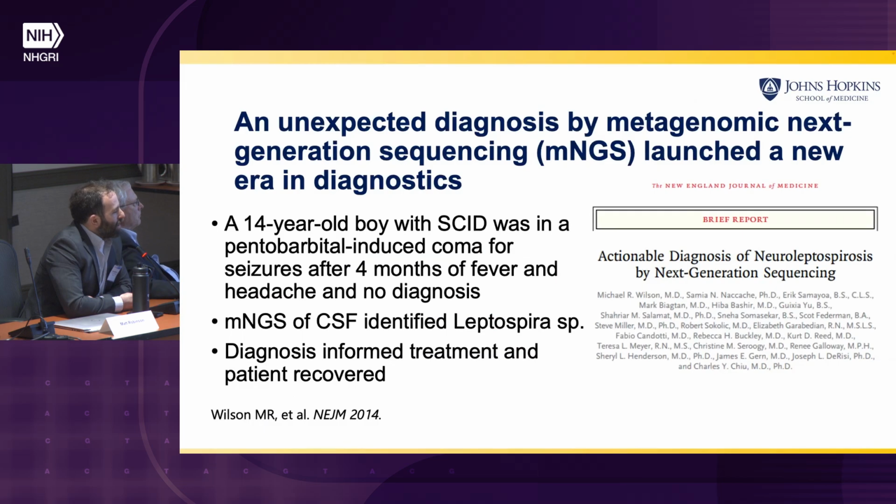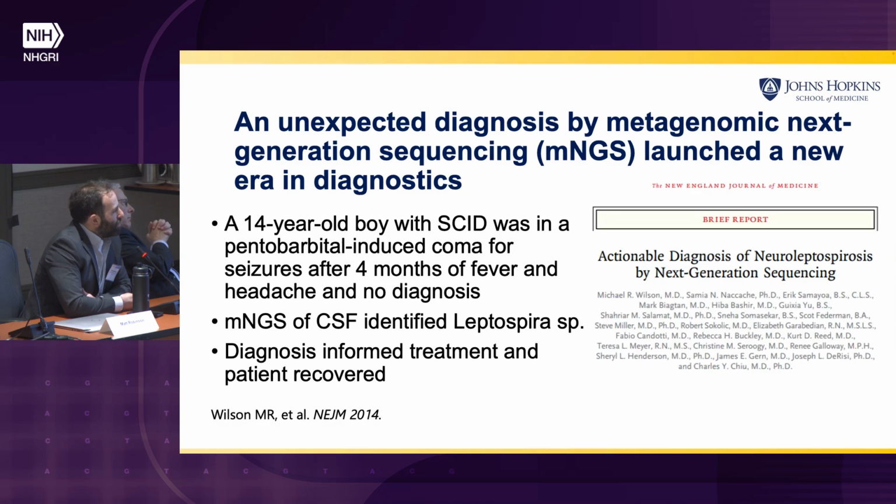So I'll shift gears now and talk about metagenomic next-generation sequencing and its potential for use in infectious diseases diagnostics. Ten years ago, there was a really shocking diagnosis of a 14-year-old boy with severe combined immunodeficiency who had had fever and headache for 4 months with no diagnosis, progressed to the point where he was in the ICU in a pentobarbital-induced coma for seizures, and no diagnosis established. They did metagenomic next-generation sequencing of the CSF, which identified a Leptospira species. The diagnosis informed the boy's treatment, and he recovered.